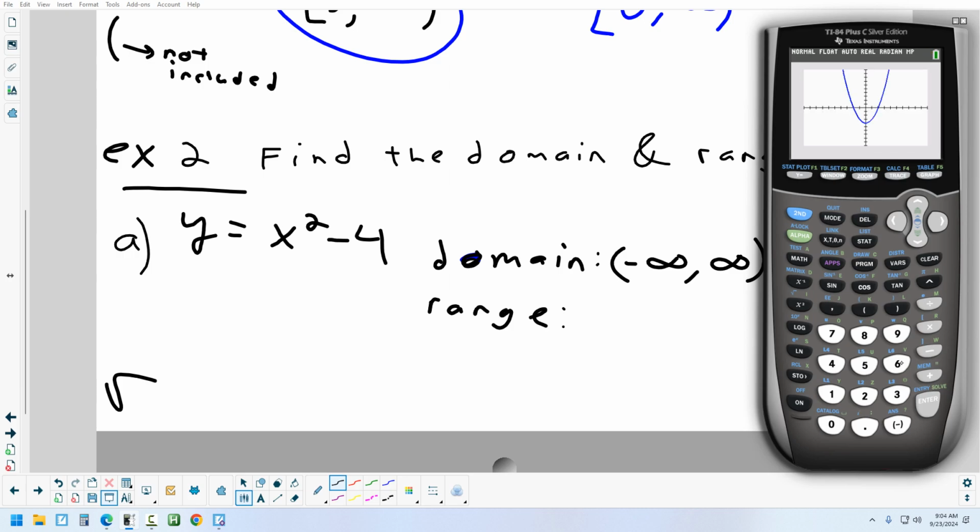And you can see that as you zoom out more and more, the parabola is just going to keep getting wider and wider. So it will go left and right forever. That's why the domain is all real numbers. But it doesn't go up and down forever.